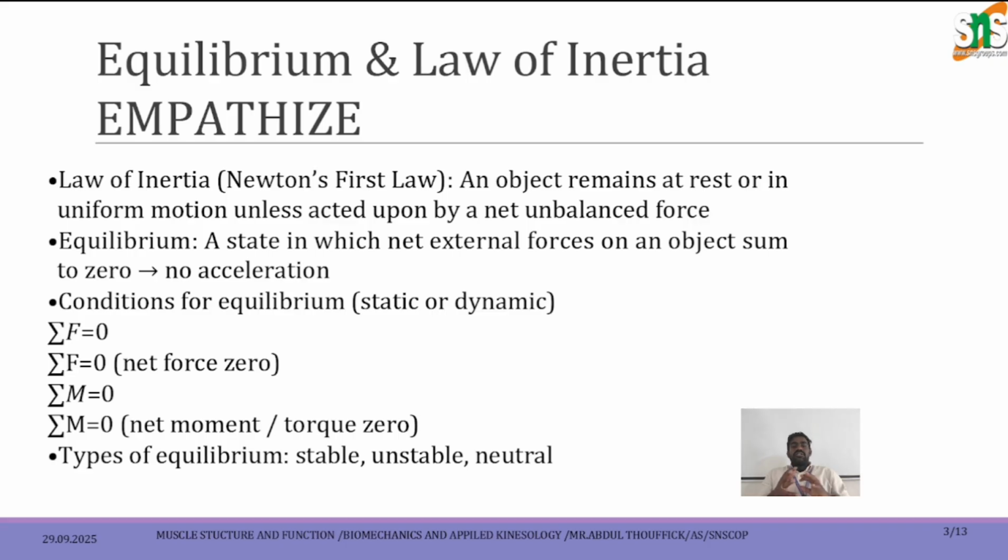Two main conditions may occur in the object. Sigma F is equal to 0, the net force is equal to 0, and sigma M is equal to 0. The types of equilibrium are stable, unstable, and neutral equilibrium.